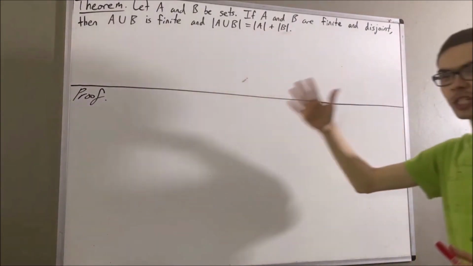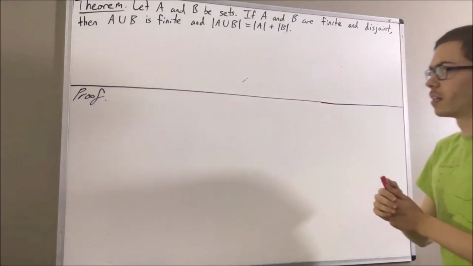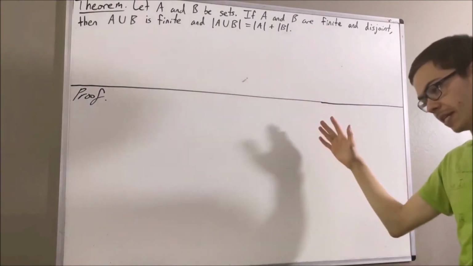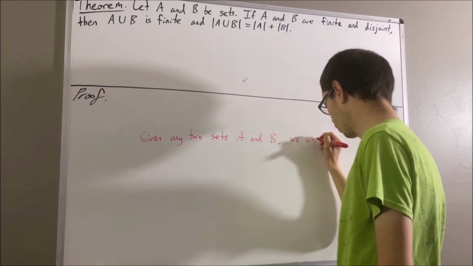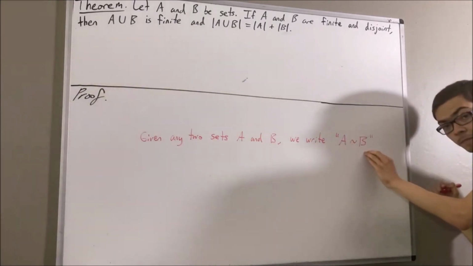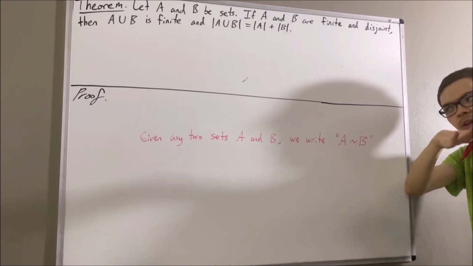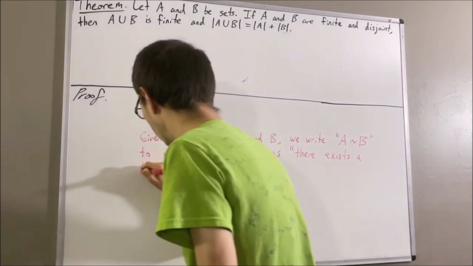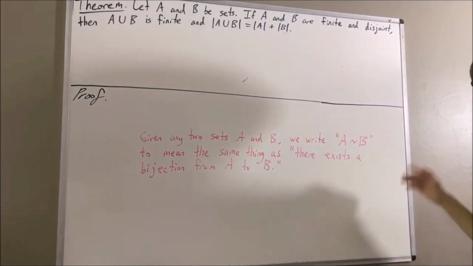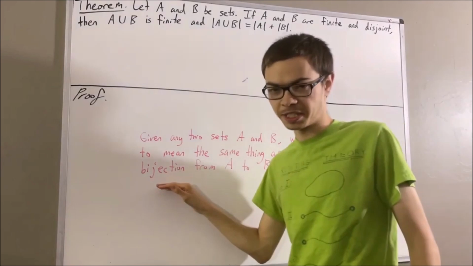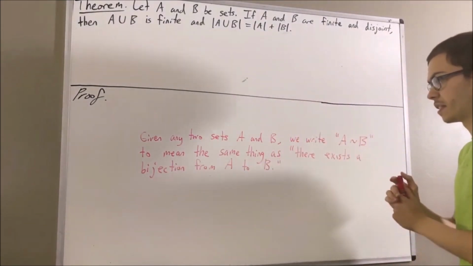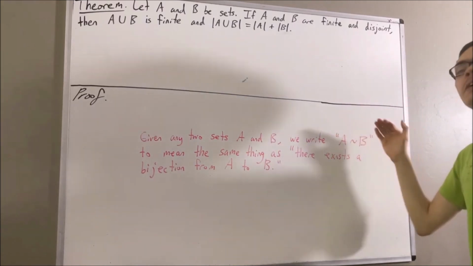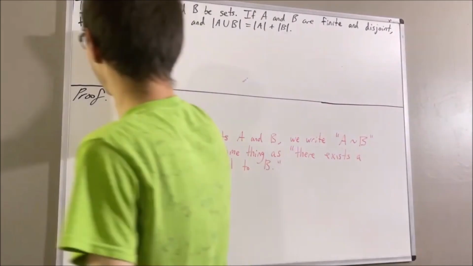Okay, now before we get into the proof, let's get some context. To start, given any two sets, A and B, we will write this to mean the same thing as saying there exists a bijection from A to B. Now let's talk about some properties of bijections. One of the properties is, given any two sets A and B, if there exists a bijection from A to B, then there exists a bijection from B to A.